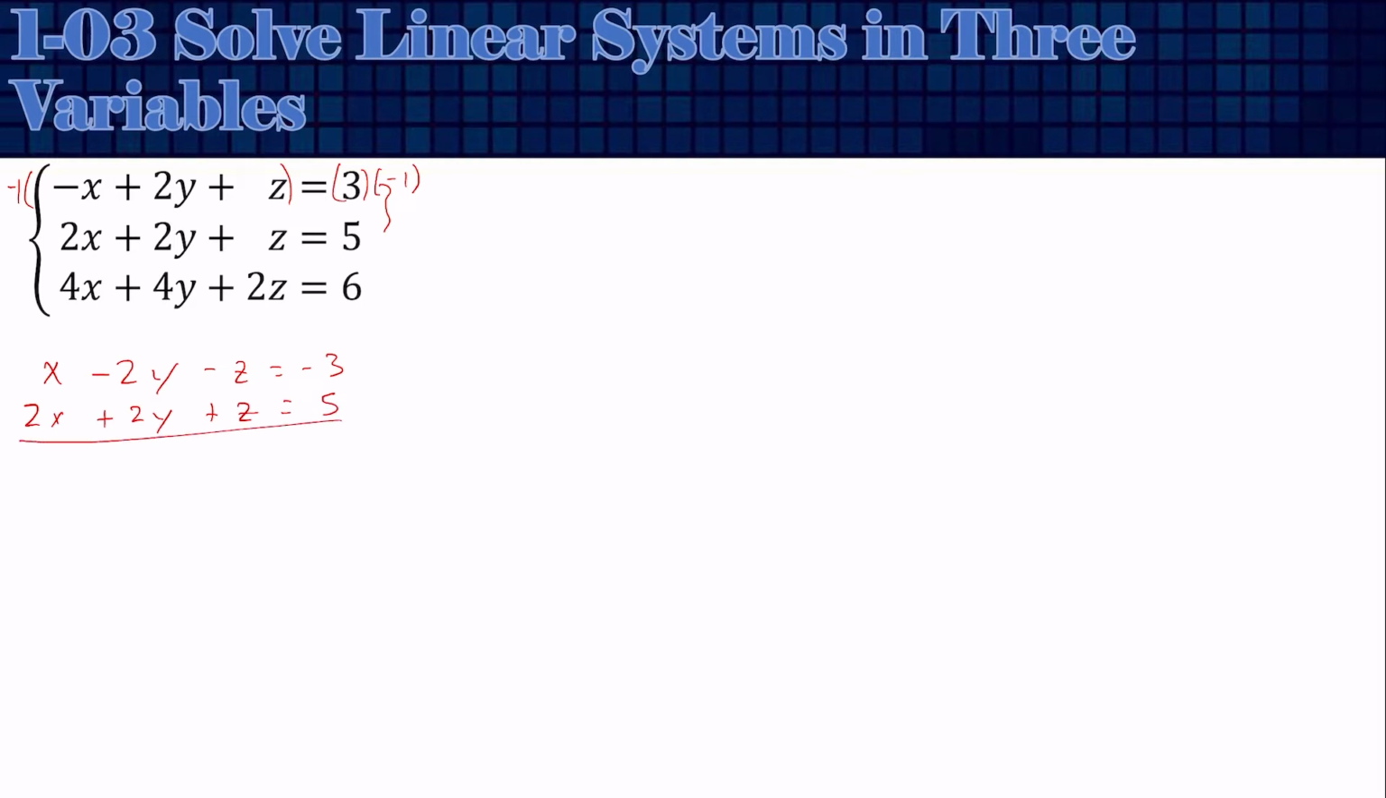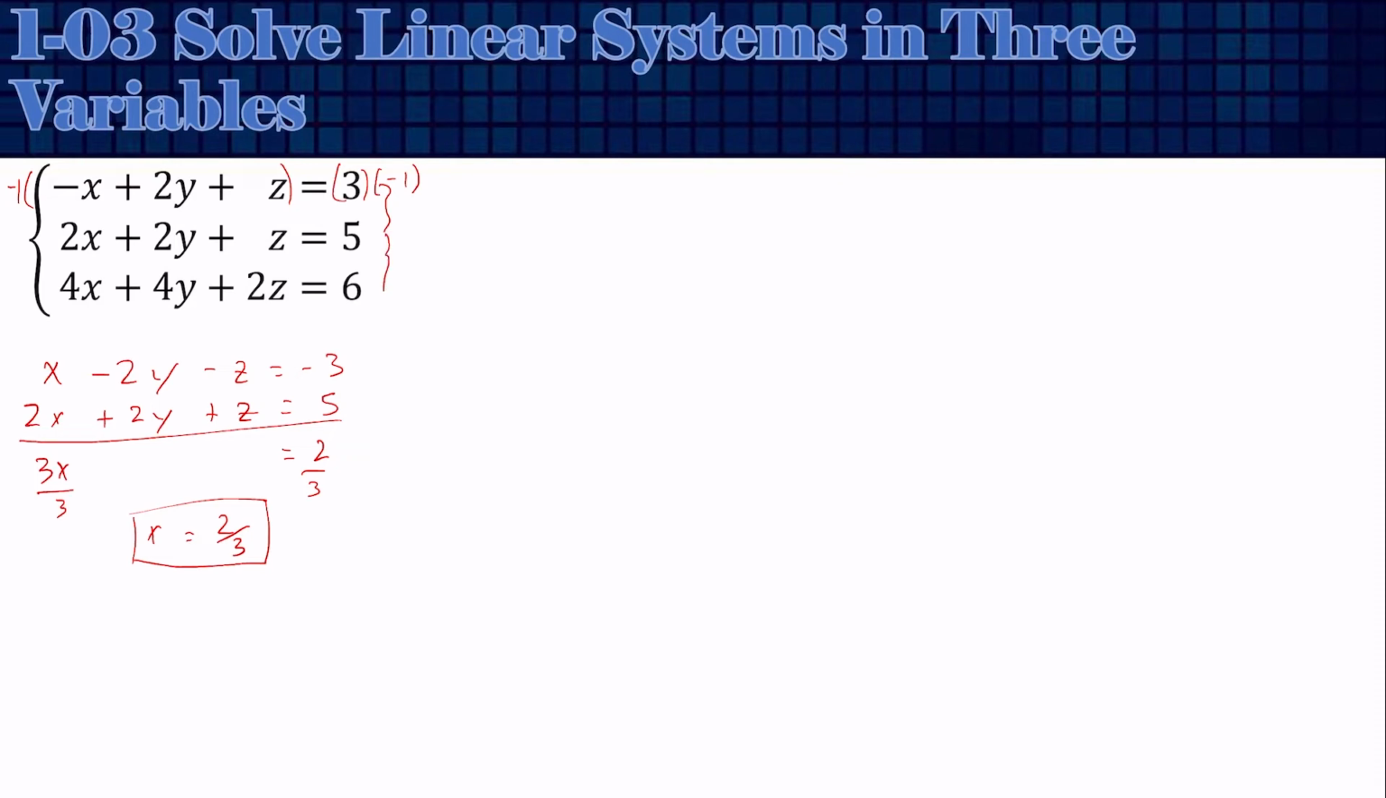I add these, so I'll have 3x. Wait, the y's canceled out. The z's canceled out. So if I divide by 3, I'll get x is 2/3. Wow. Well, that's interesting. Let's just keep going here.